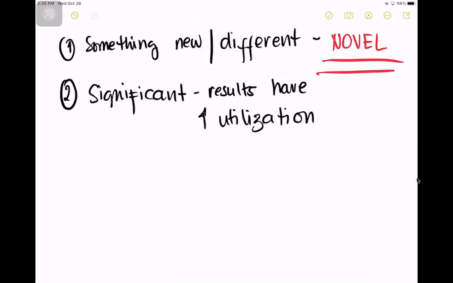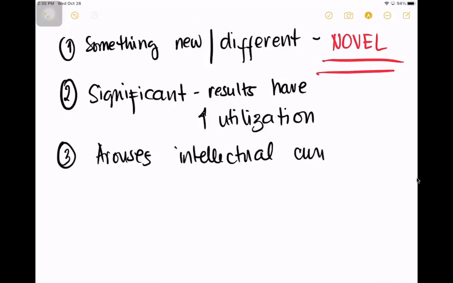Okay. Number three is you find a topic, or you narrow down a topic, that arouses intellectual curiosity. Yes. Arouses intellectual curiosity. Now, when you say arouse, it's like it's stimulating. Well, the same thing also.